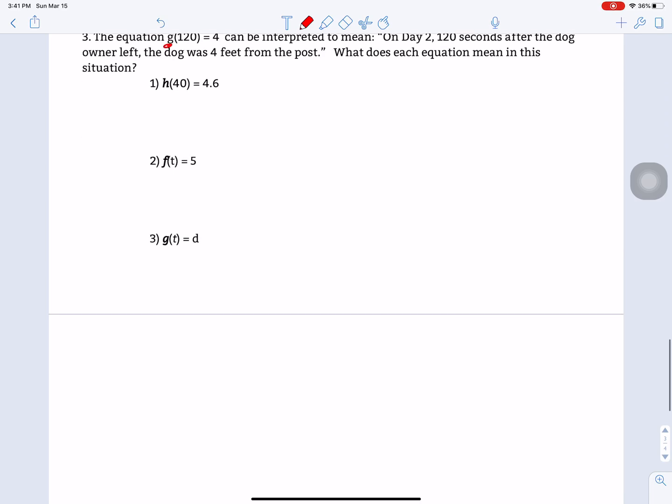What does each equation mean in this situation? You're filling this out, uploading it to Google Classroom.